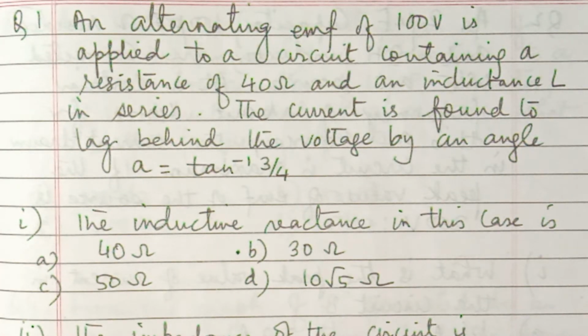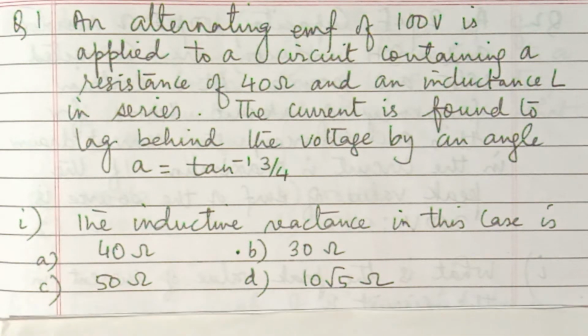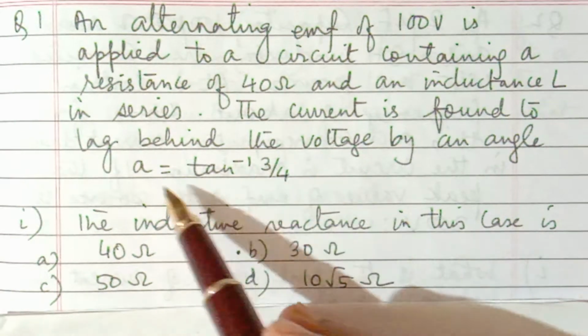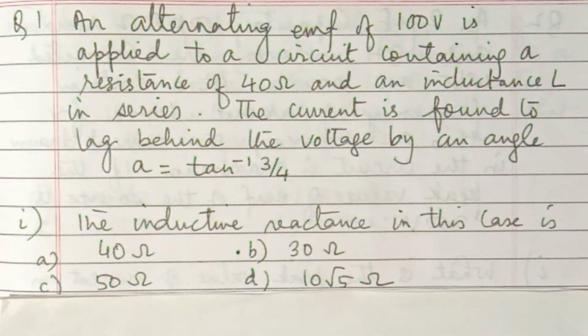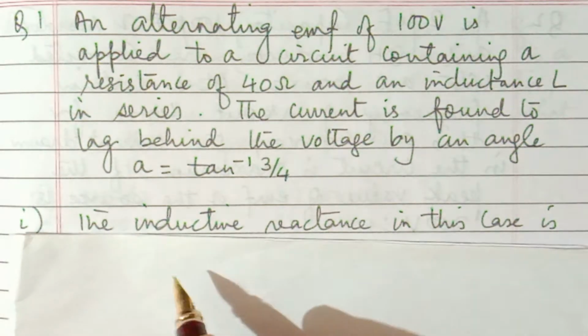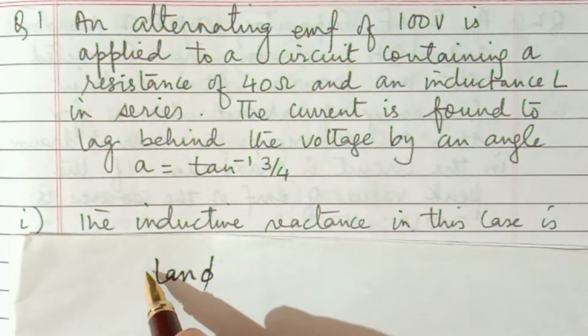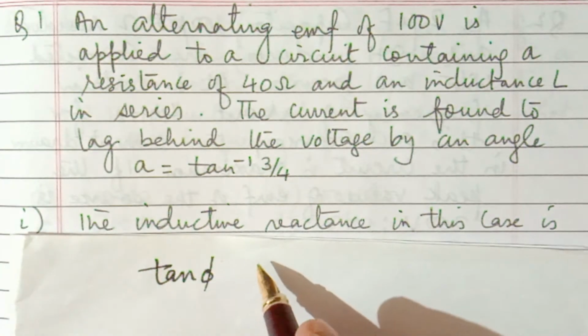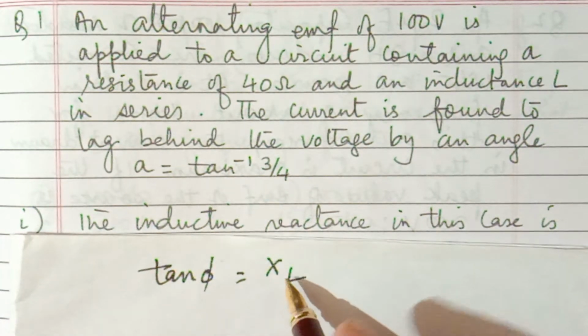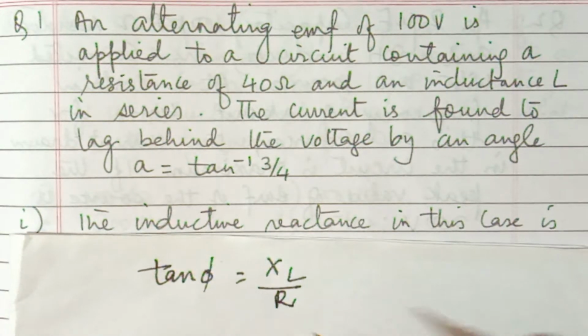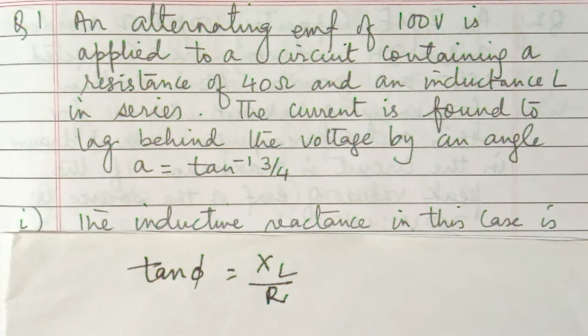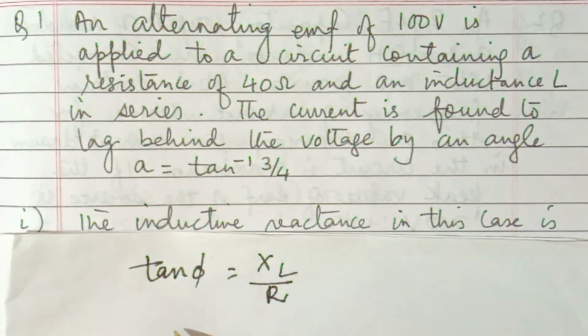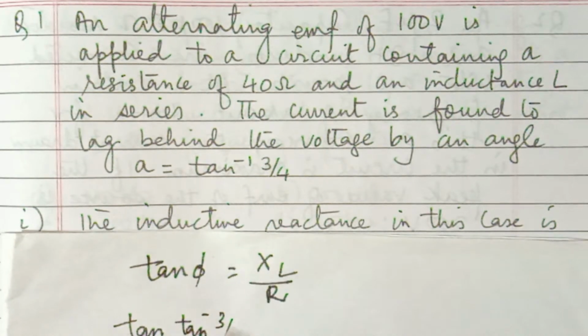As the angle is given here, and current is lagging behind by this angle, you can use the formula tan phi equals XL by R. This is the basic formula for an LR circuit. Then you can write tan phi, so tan inverse 3 by 4.